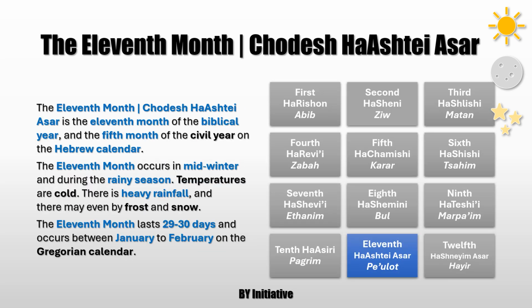The 11th month, Chodesh HaAshtei Asar, is the 11th month of the biblical year and the 5th month of the civil year on the Hebrew calendar. The 11th month occurs in midwinter during the rainy season. Temperatures are cold. There is heavy rainfall, and there may even be frost and snow. The 11th month lasts 29 to 30 days and occurs between January to February on the Gregorian calendar.